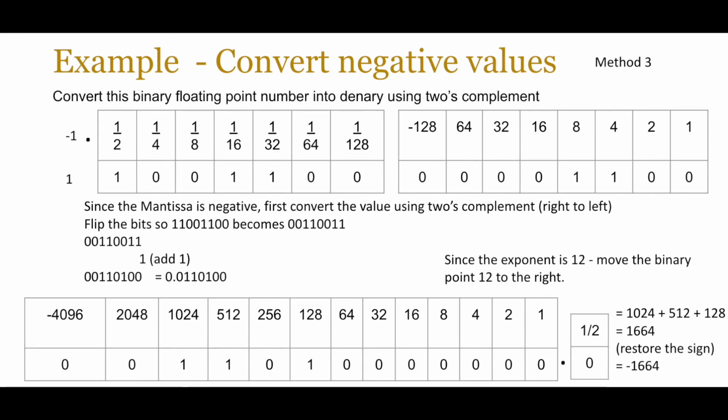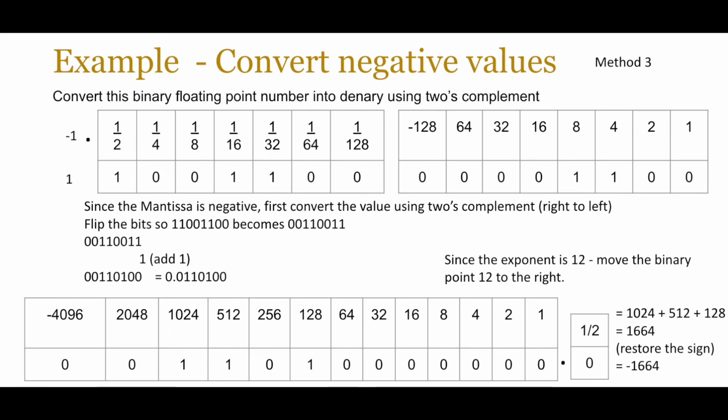Now there's another method you could apply, which uses 2's complement, and sometimes in exam questions you're asked to use this 2's complement method. So convert this binary floating point number into denary using 2's complement. So the same number that we had previously, which we know the answer should be minus 1664, using 2's complement. How does that work? Well, since the mantissa is negative, we first need to convert the value using 2's complement, right to left. So the first step is to flip the bits.